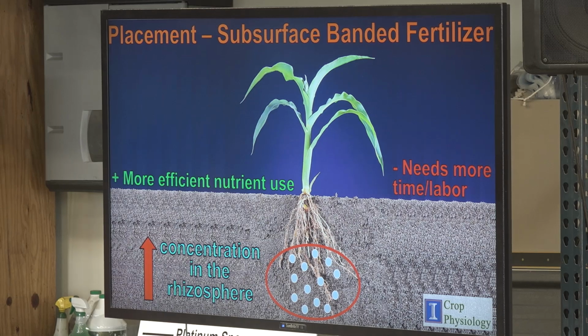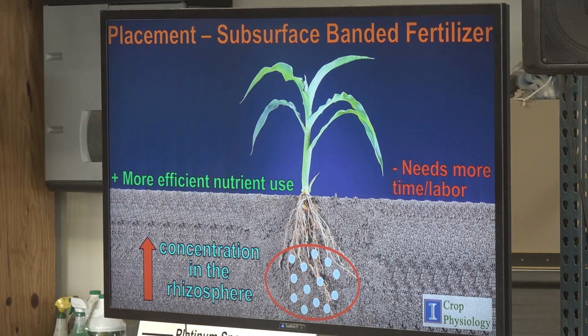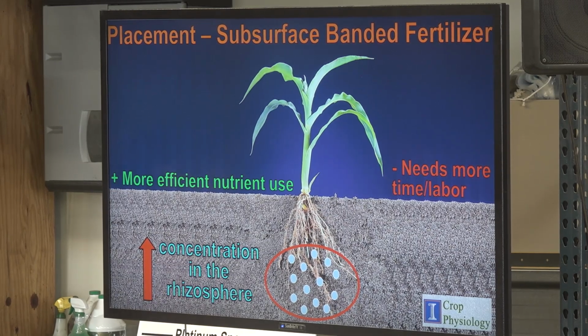And then we have the subsurface banded fertilizer application that is way more efficient because we concentrate the nutrients near the rhizosphere. But it does need more labor and more time, especially more diesel, because the equipment is working the soil much more, so it's going to need way more diesel to work.